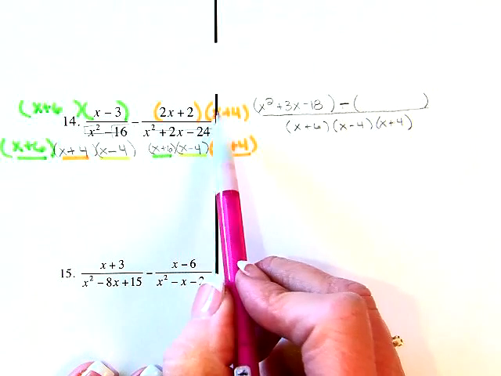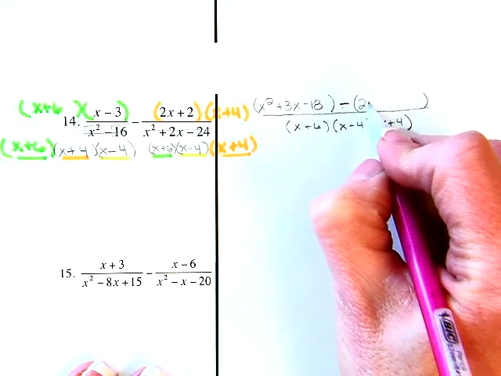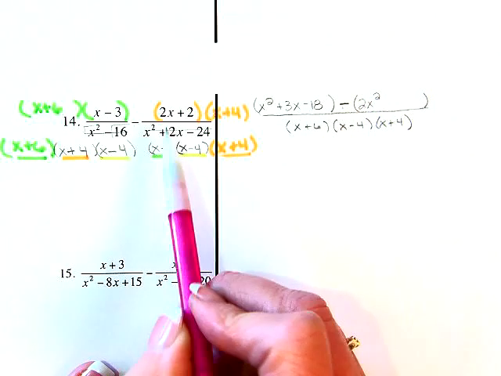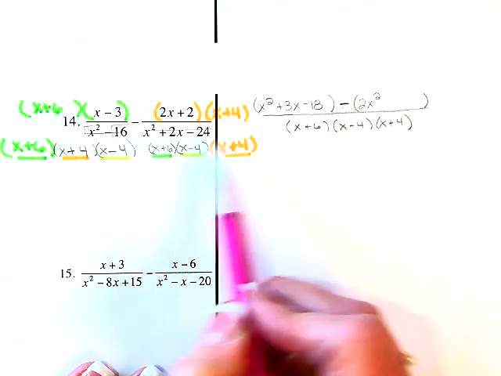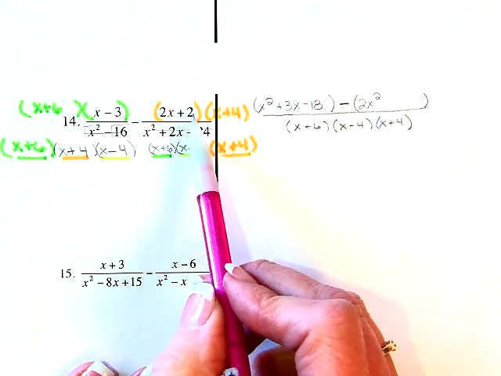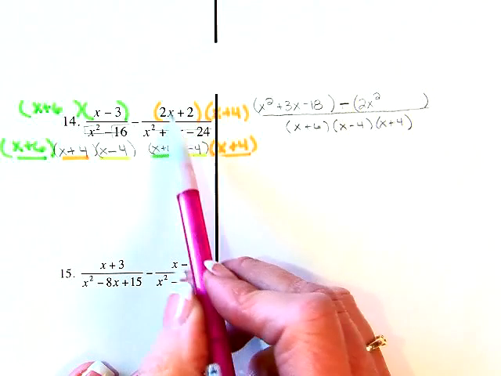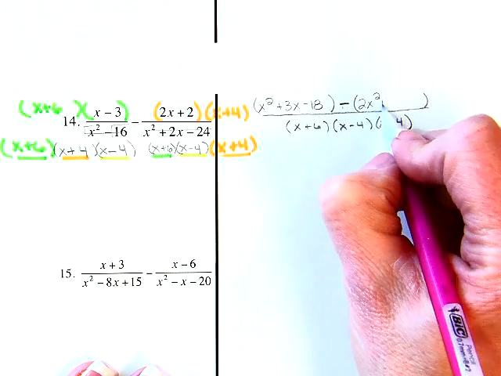So we have 2x times x, which is 2x squared. Then we have 2x times this positive 4x, which is 8x. That's the outside product. And then the inside product is plus 2 more x's. So 8x and 2x is 10x.